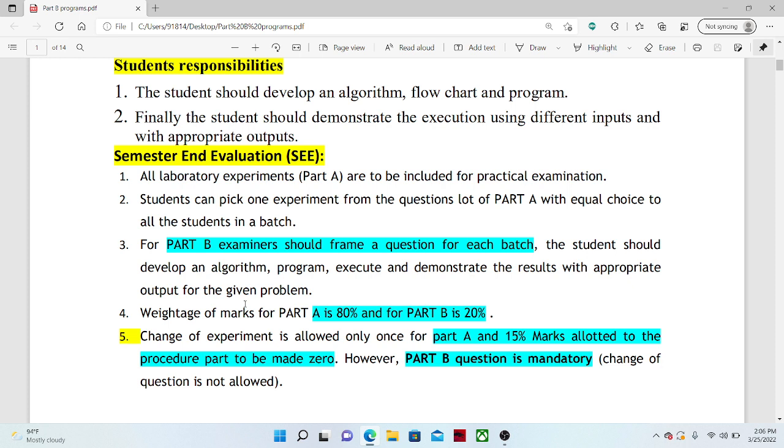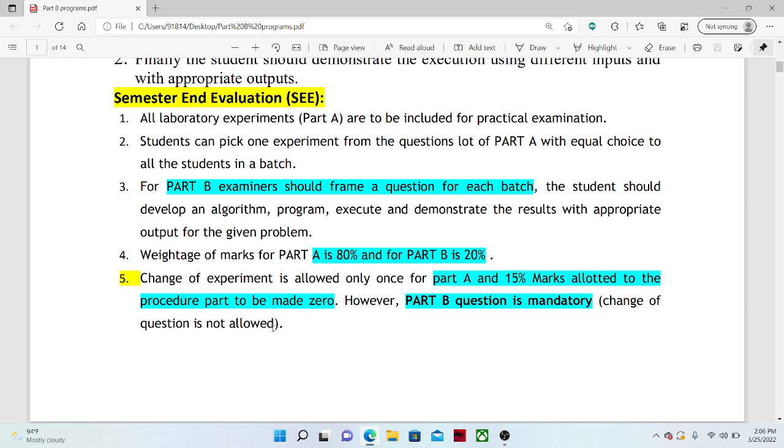The student should develop an algorithm and program, execute it, and demonstrate the results with the appropriate output for the given problem statement. The weightage of marks for part A is 80% and for part B it is 20%. The change of experiment is allowed only once for part A, and the 15% marks allotted to the procedure part will be made 0.